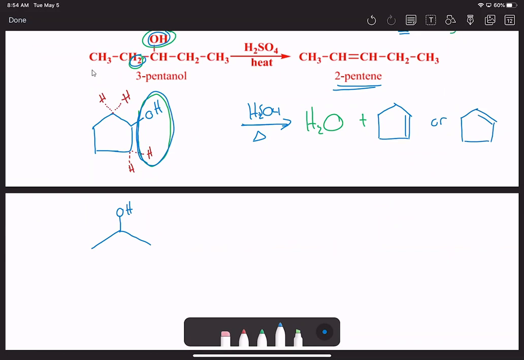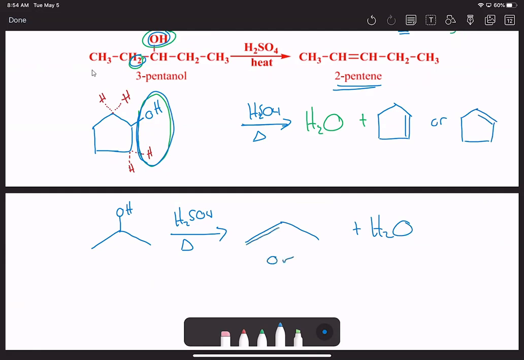So here I have 2-pentanol. So 2-pentanol. We'll do the same reaction. We're going to use some acid. Plus, we're going to add some heat to that. We're going to remove that hydroxy group and make our water. And then we're going to put in our double bond.